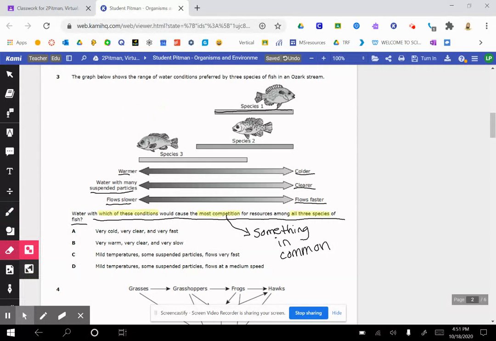So if I look for something that they share, that they have in common, I'm going to find where the bars tend to overlap. What space do they overlap? Well, it's really here in the middle. So what I would do is go through these questions and say, am I very cold? No, that doesn't sound right to me. So I don't think A is going to work. Okay. Am I very warm?